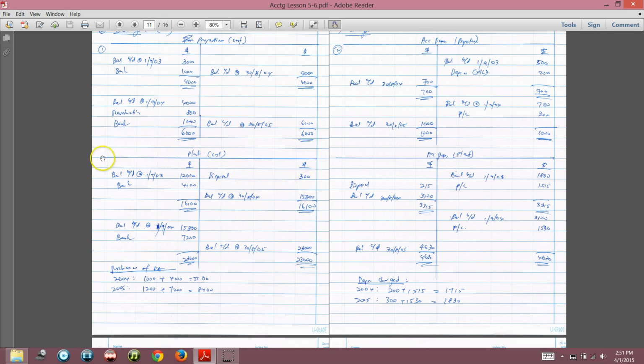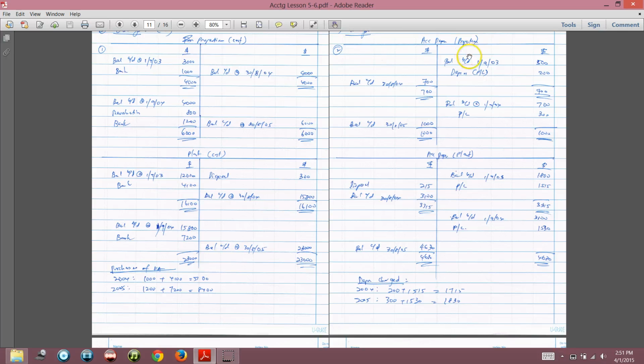So you see, plant is a debit balance in the balance sheet. So the plant at cost is of a debit nature. If it's a debit nature, the balance brought down will be on the debit side, and on the credit side will be the balance carried down. Anything that increases the plant at cost value we put on the debit side, and anything that decreases the plant at cost value, we put on the credit side.